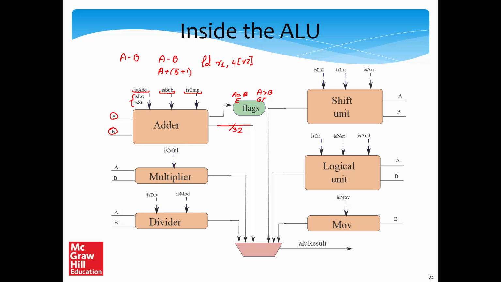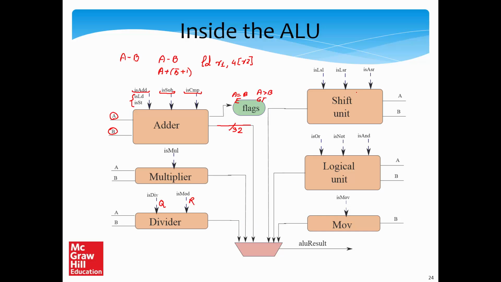In a similar manner the multiplier works, but it does not do many other things. So it just has a single control signal called isMul. Then we have a divider. The divider can in principle do two things. It can either divide A by B, or it can find the modulo, or the remainder, of A divided by B. So the quotient can be found or the remainder can be found, depending on the control signals, which again depend on the type of the instruction.